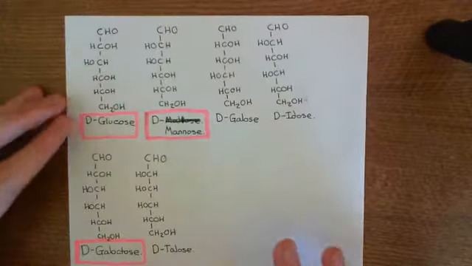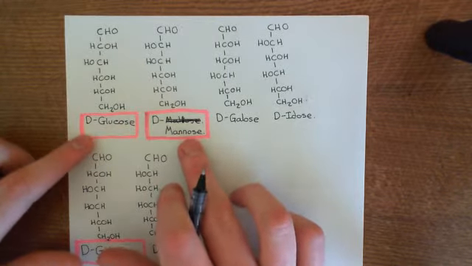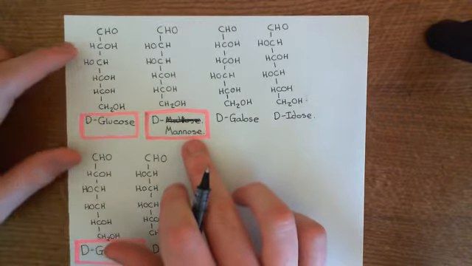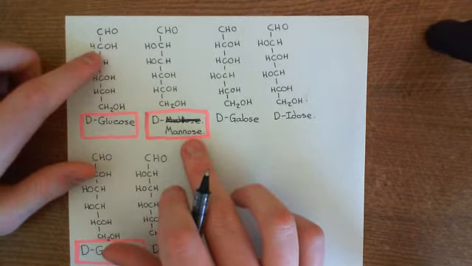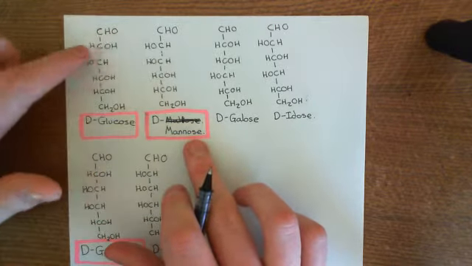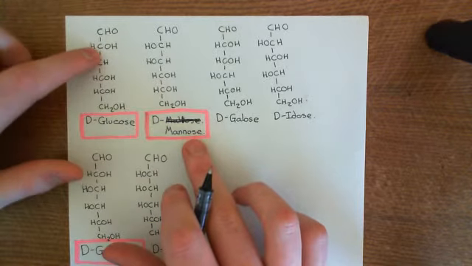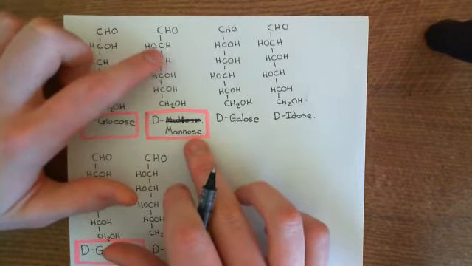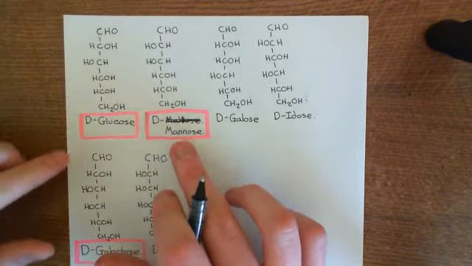Okay, so D-glucose and D-mannose will be defined to be epimers of one another. Why? Because if we look at their structures, all they differ by is the optical isomerism in one alcohol group. So in D-glucose, this alcohol group here is coming out of the page towards us. In D-mannose, this alcohol group is going into the page away from us. Okay, so they will be called epimers.